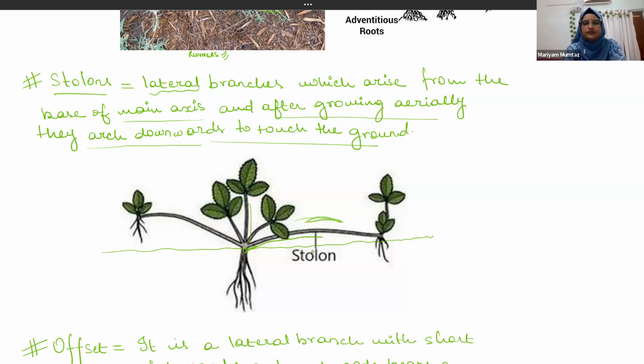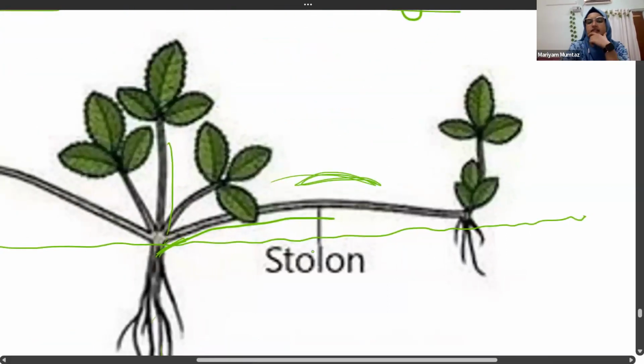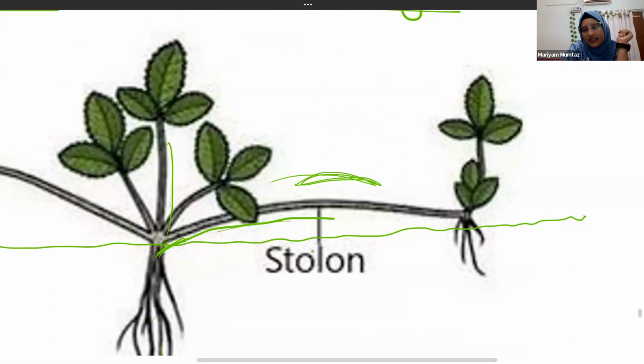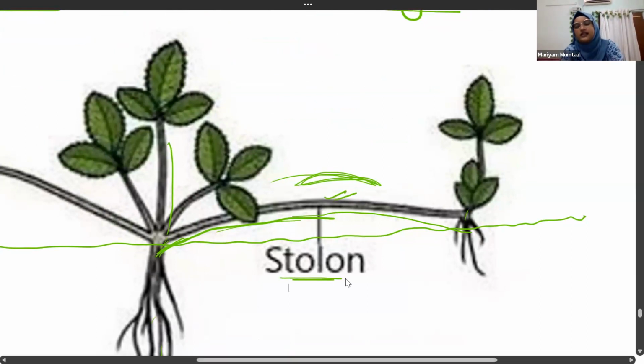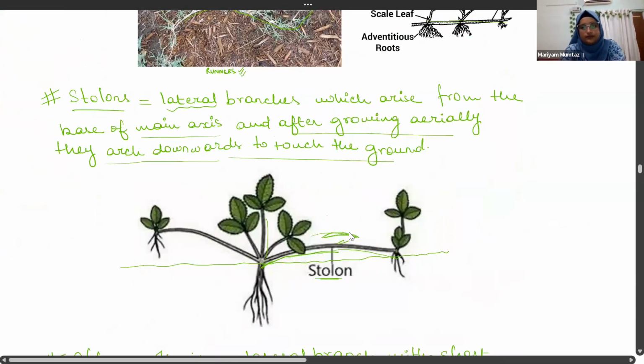Can you see it? Yes. See that it is making an arc above the ground surface. It is not touching the ground. And then after being in the air, or being aerial, it finally touches the ground and a new plant is there. Okay, so this structure is known as a stolon.